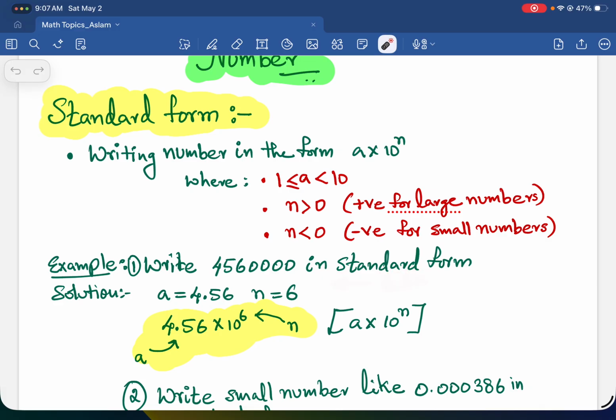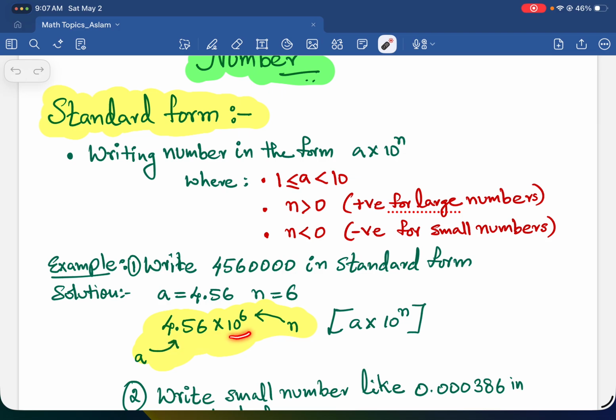Now for a large number we move left. You have to remember this, as we'll use left and right in our later videos also. So the decimal is moving one place, two places, 3, 4, 5, and 6. So I am rewriting this number as 4.56. And since it is moving 6 places, I have taken n as 6. So further, this can be written as 4.56 into 10 to the power of 6.